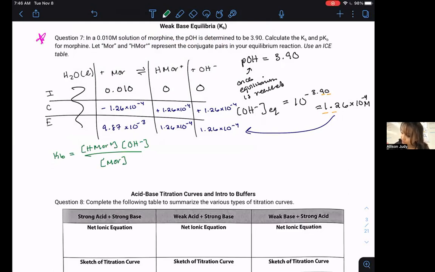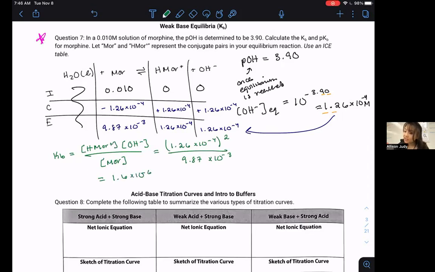And what we get is 1.26 times 10 to the negative 4th times 1.26 times 10 to the negative 4. So I'm just going to square it immediately, all over 9.87 times 10 to the negative 3. And you get a Kb value equal to 1.6 times 10 to the negative 6.